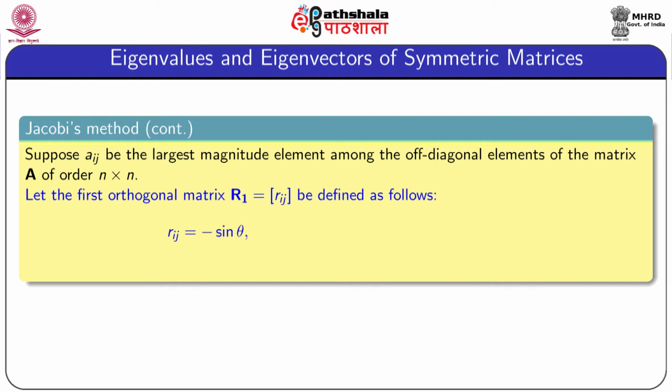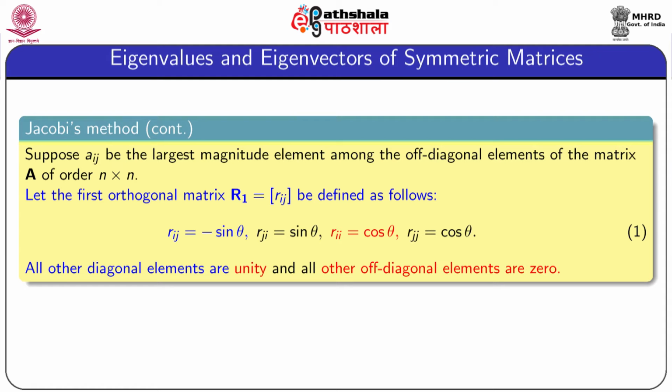Let the first orthogonal matrix R1 equal Rij, where small rij denotes the ijth element of the matrix R1, be defined as Rij equal to minus sin theta, Rji equal to plus sin theta, Rii equal to cos theta, Rjj equal to cos theta, and all other diagonal elements are unity and all other off diagonal elements are zeros. So, this is the formula to construct the first rotational matrix R1.